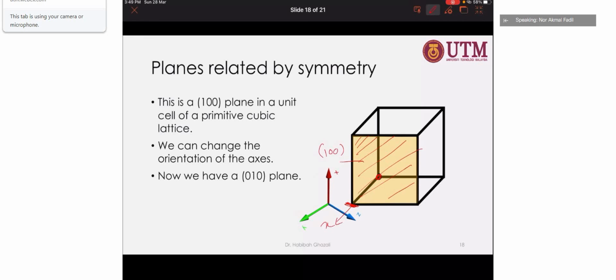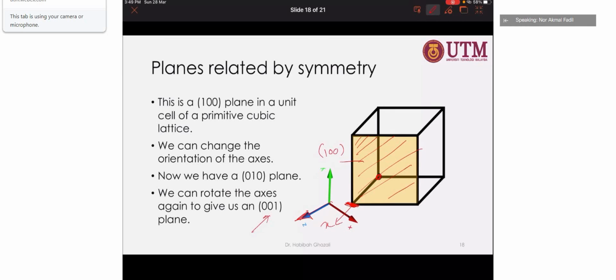This is symmetry. We can rotate the axis again and it gives us 0, 0, 1. Where is the 0, 0, 1? Let's say this is the x axis in this direction. Then the intercept in this direction gives us 0, 0, 1.